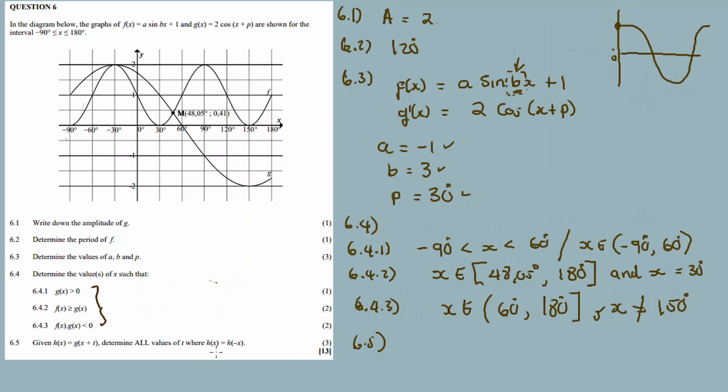Determine all values of t where h is equal to, so they take this function and shift it t units. The moment you see this plus here, x plus, it means you move by some units, right? We don't know what t is. Since t could be any value, we should provide a general solution here, right? We should provide a general solution since t can be any value.